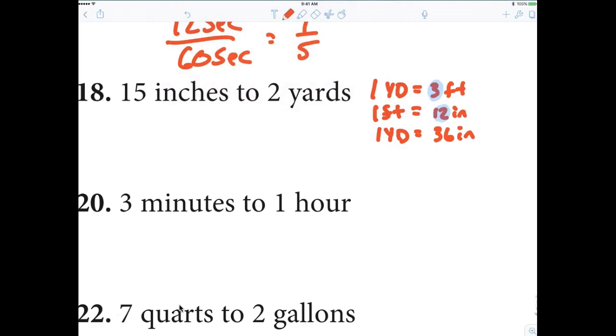So now I have 15 over. Now if I have 2 yards, that means I have 72 inches. All right, so now I can reduce by 3. So that'd be 5 over 24. All right, anybody have any questions?